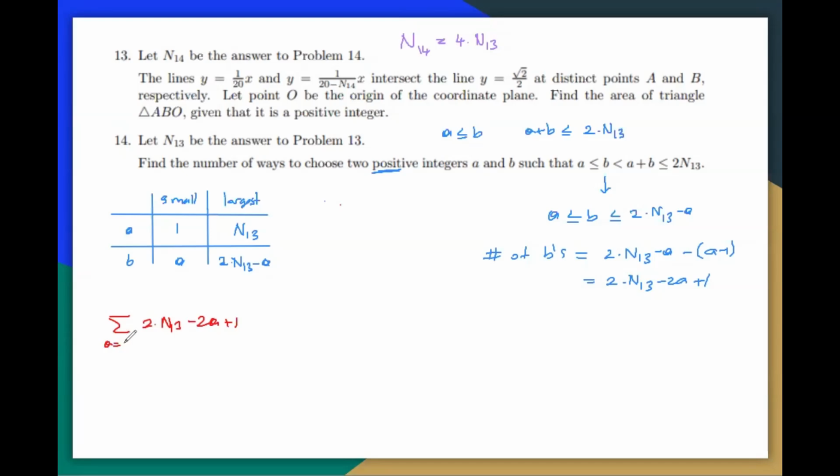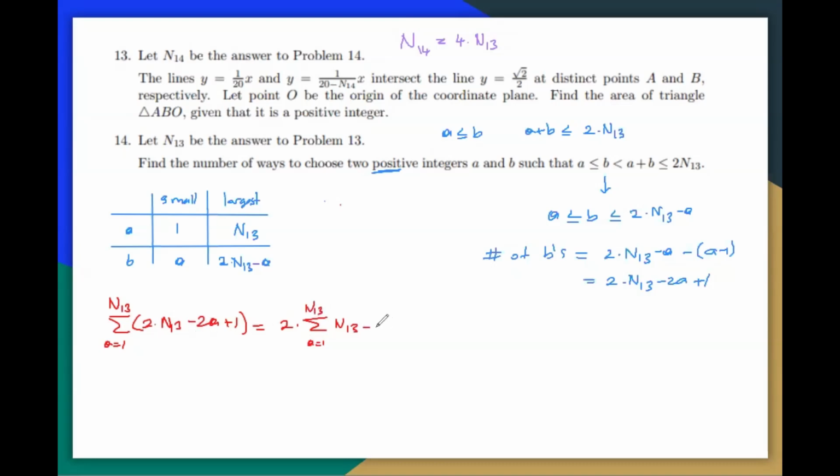And then my A starts with 1, and the largest A was n of 13. And this is what I'm going to simplify. The first thing I need to know is that when you have a coefficient, you can pull it out. And when you have addition and subtraction, you can split this summation. So the first one is going to be 2 times the sum of n of 13 from A equals 1 to n of 13.